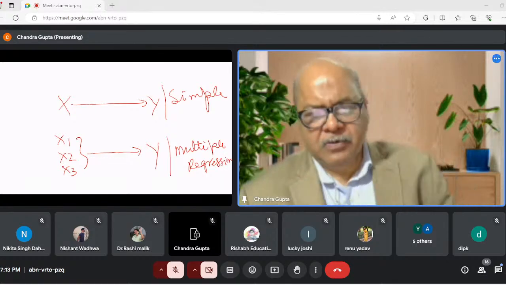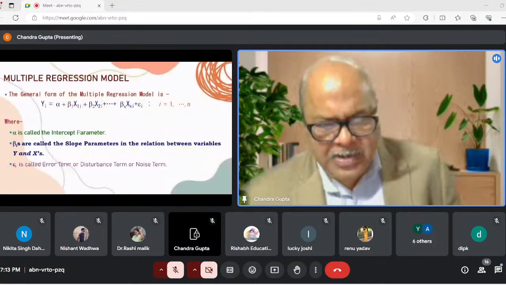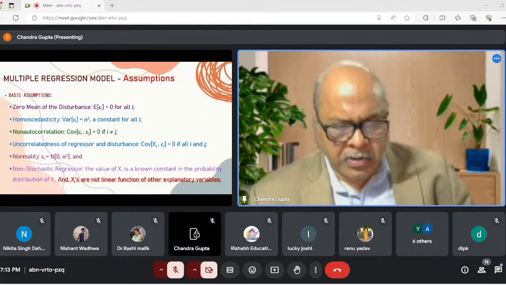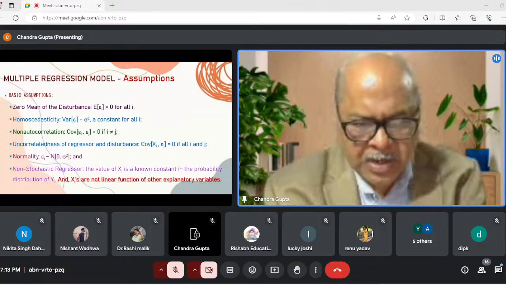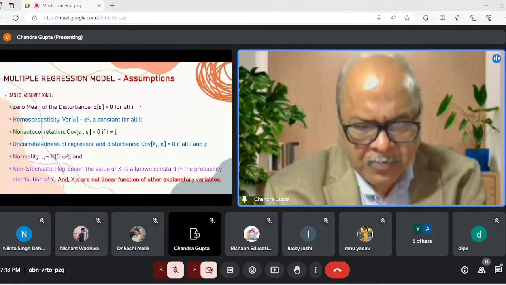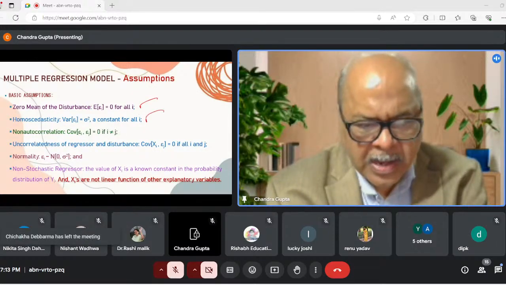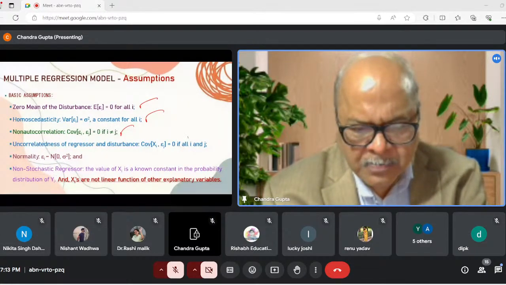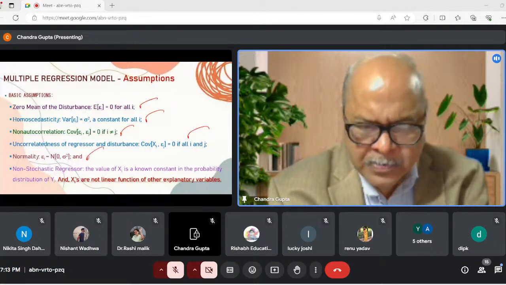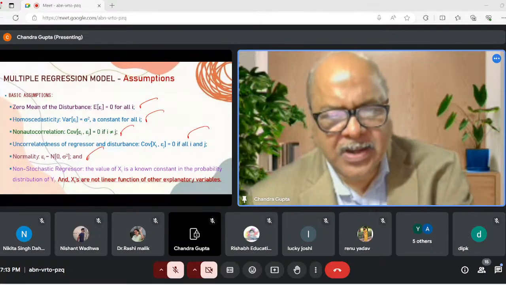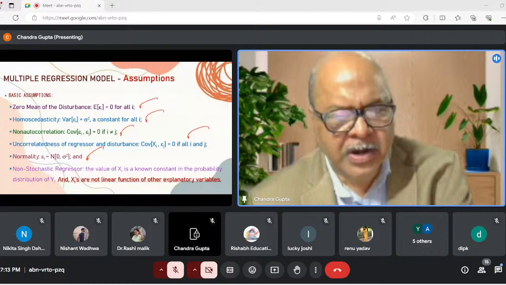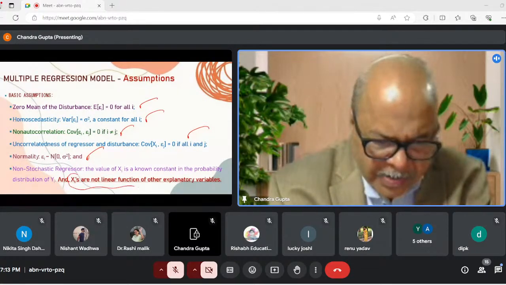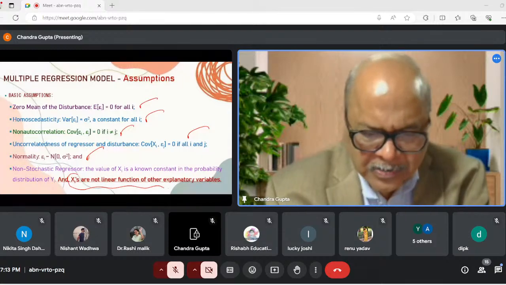This is called multiple regression model. What about the assumptions? We have the same assumptions as we have for the simple model. Mean of the error term is 0. Variance of the error term is constant. Error terms are not correlated with each other. X is not correlated with error term. Error term follows a normal probability distribution. The only difference in this multiple regression model regarding assumption is x's are not linear functions of other explanatory variables.